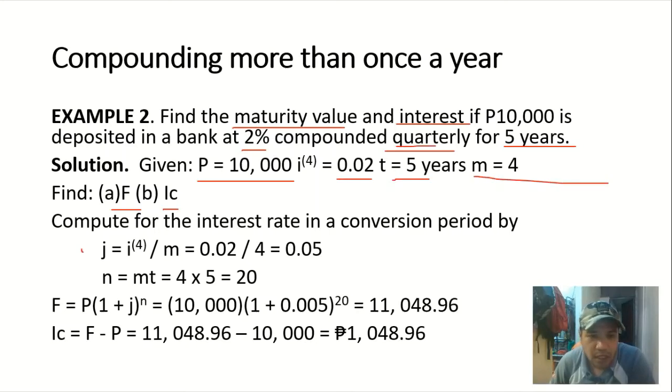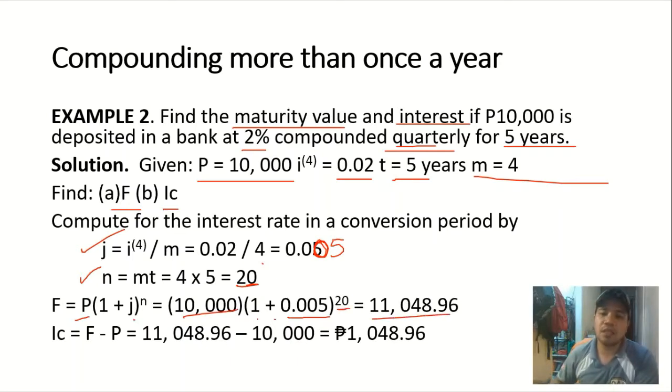So, ito yung idea na sinasabi kanina na kung gusto niyo mas madali yung computation, kung gusto niyo mas madali siyang tingnan, compute nyo muna si J at saka si N, then tsaka nyo siya i-apply dun sa formula. So, J is 0.02 divided by 4 is equals to 0.005. And 4 times 5 is 20. So, P times quantity 1 plus J raised to N. So, 10,000 times 1 plus 0.005 raised to 20. Kaya ang sagot is 11,048.96.